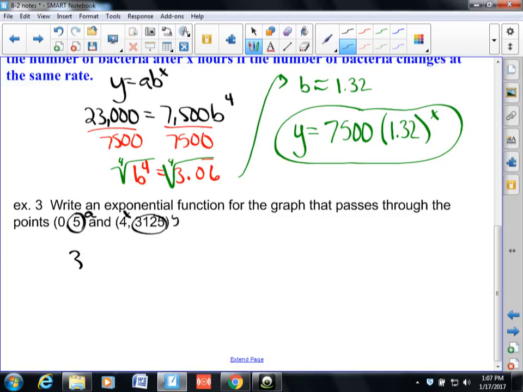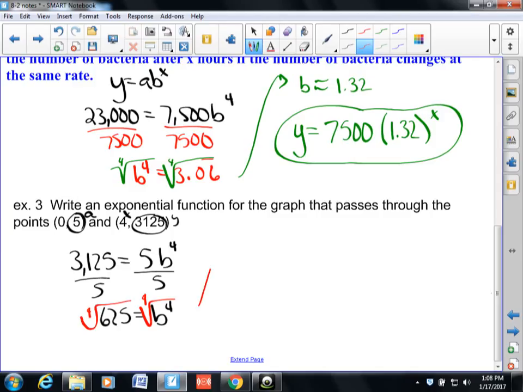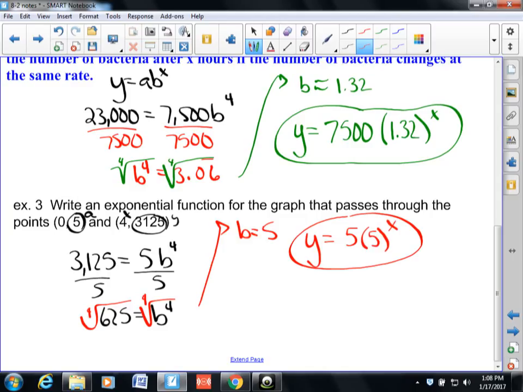So 3,125 equals 5b to the 4th. You can tell this one's going to work out nicely. Divide by 5. And when we do that, we get 625. Now we're going to take our 4th root. And b is going to give us 5. Because 5 to the 4th is 625. So now our equation, y equals initial value times our b raised to the x. There we go. Once you get the hang of it, once you figure out identifying that initial value, the end value, it's not bad. Okay, moving on.